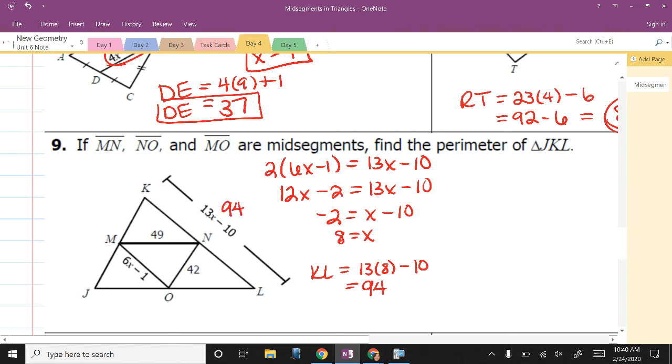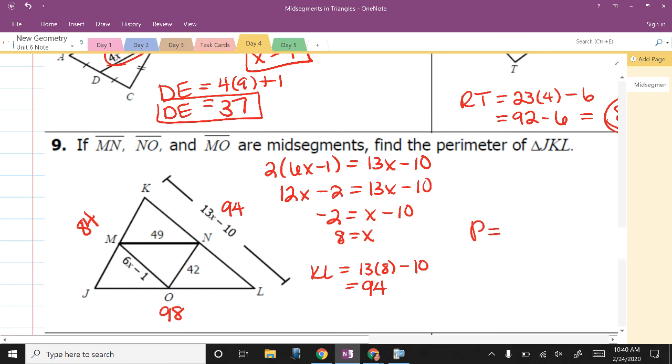Now I need to know JK and LJ. How do I get JK? The mid-segment that goes with it is 42. 2 times 42 is 84. Y'all okay with that? And how do I get JL? I double 49. What do I get when we double 49? 98.